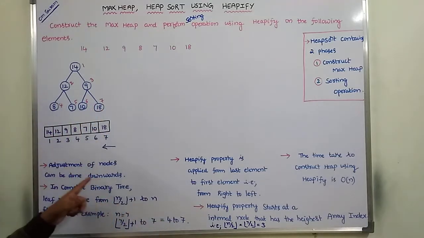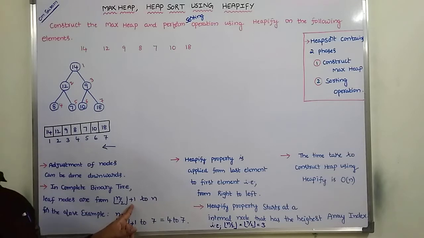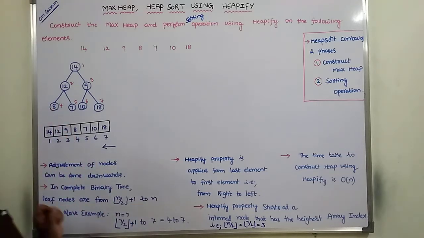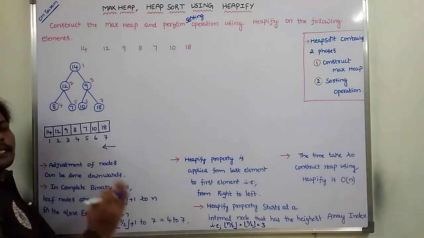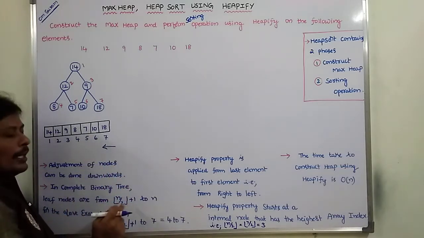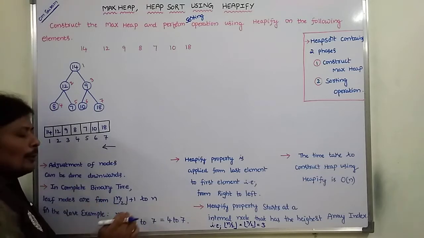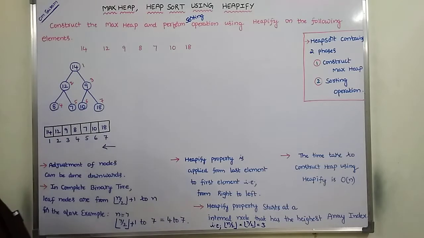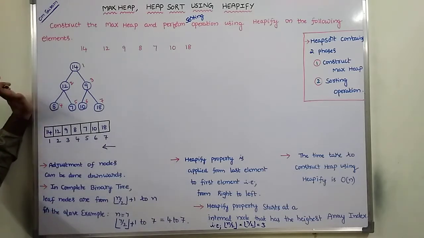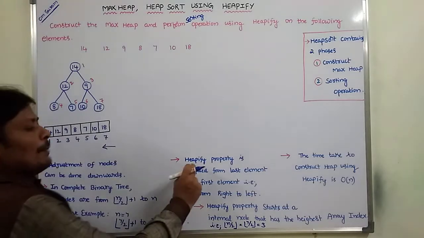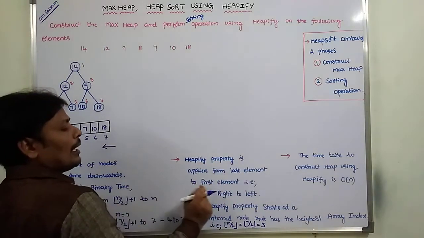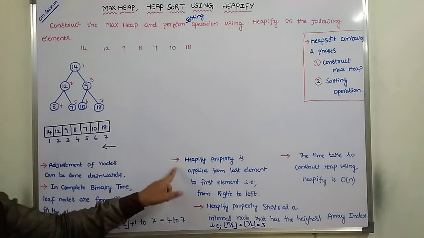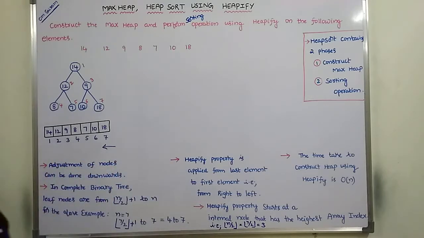So this is the formula we have to use for finding the leaf nodes in a complete binary tree. In a complete binary tree, the leaf nodes always start from floor of n by 2, plus 1, to n, where n is the number of nodes in the given tree. Next, Heapify property is applied from the last element to the first element, that is from right to left. This point was already discussed.